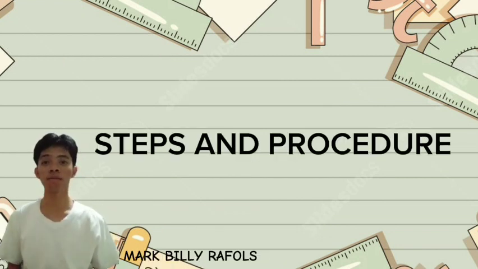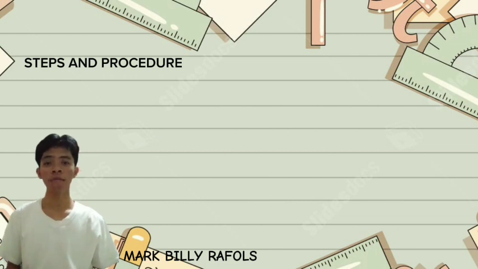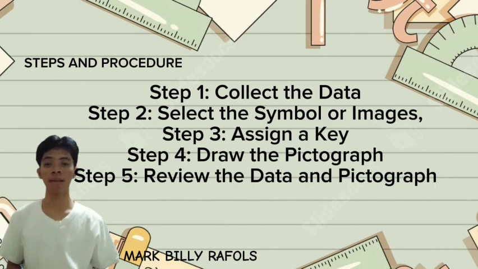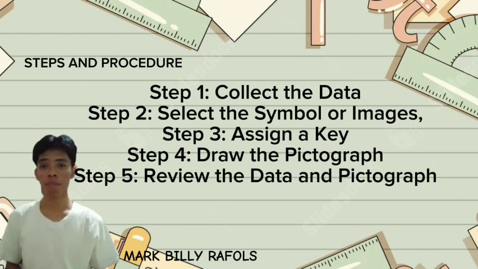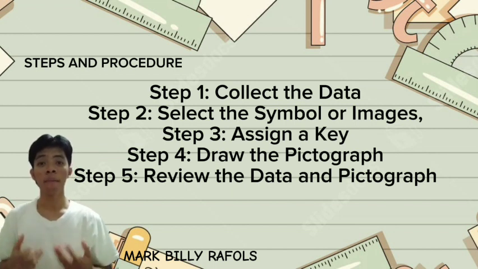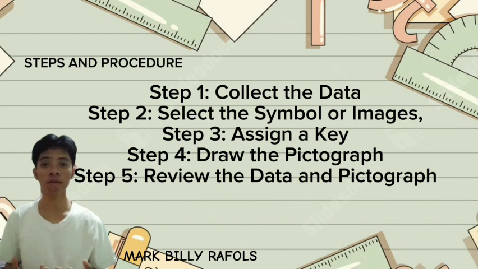Now, let's tackle the steps and procedure of the pictograph. There are 5 steps in making a pictograph. First is to collect the data. The first step in making a pictograph is the collection of relevant information which we want to represent. Once the data is collected, make a table or a list of data. Next step, select the symbol for the images. To represent the data, pick images or pictures or symbols. For example, if the data represent the rainfall for the different cities, make use of clouds or some other image which is relevant to the data.